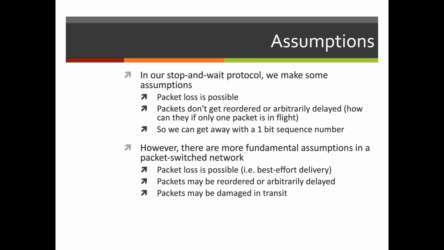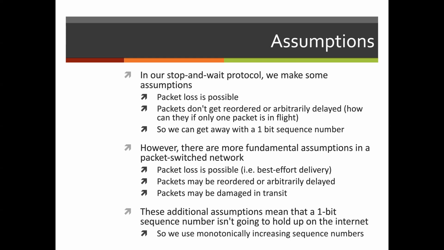However, there are a few fundamental assumptions in a packet switch network that we have to consider, and that is going to be packet loss is possible, packets may be reordered or arbitrarily delayed, and packets may be damaged in transit. So these additional assumptions mean that a 1 bit sequence number isn't going to hold up on the internet. So we use monotonically increasing sequence numbers.